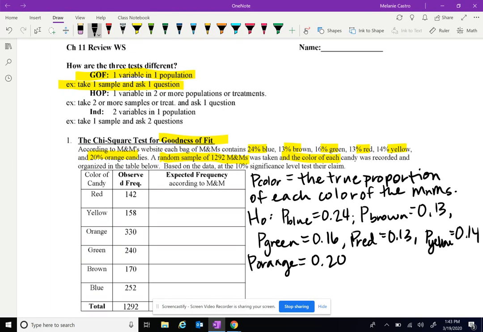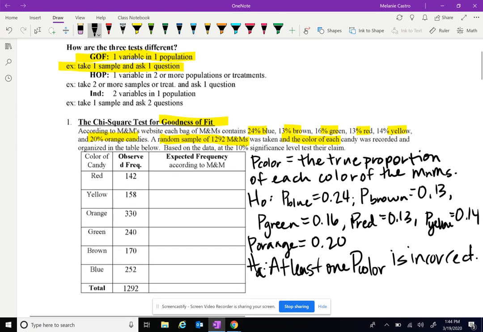Okay, so I think I got each color. 1, 2, 3, 4, 5, 6. All right, there's 6 colors with 6 categories. Our Ha is just that at least one of those is incorrect. So the data on the website is not true.